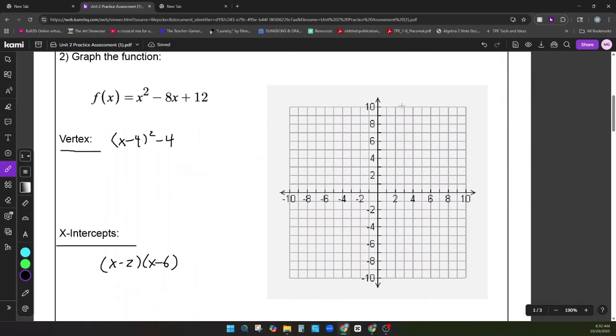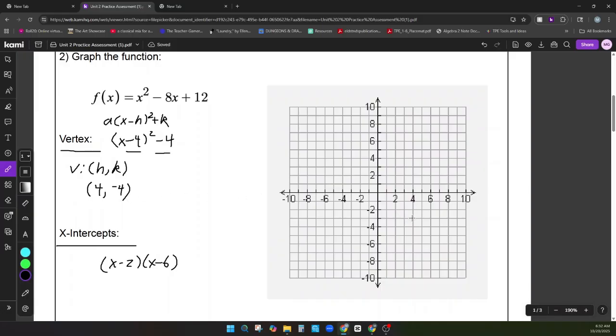So my vertex form is of the form a(x minus h) squared plus k. And I know that in vertex form, I have to pull my h and k values in order to get my vertex. In this case, I have my h and k values being -4 and -4. But when I pull out my h, I always need to do the opposite sign. So the vertex is going to be 4, comma, -4. And that's how I get my vertex.